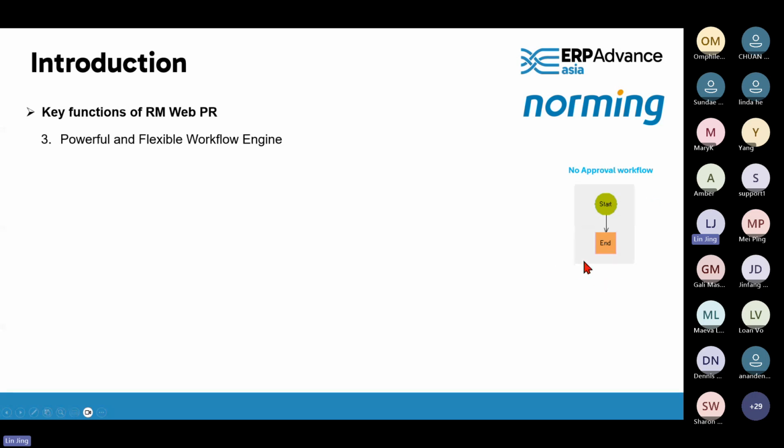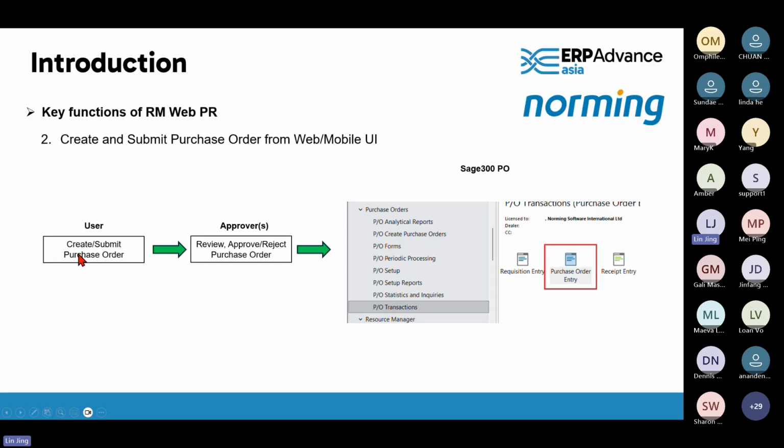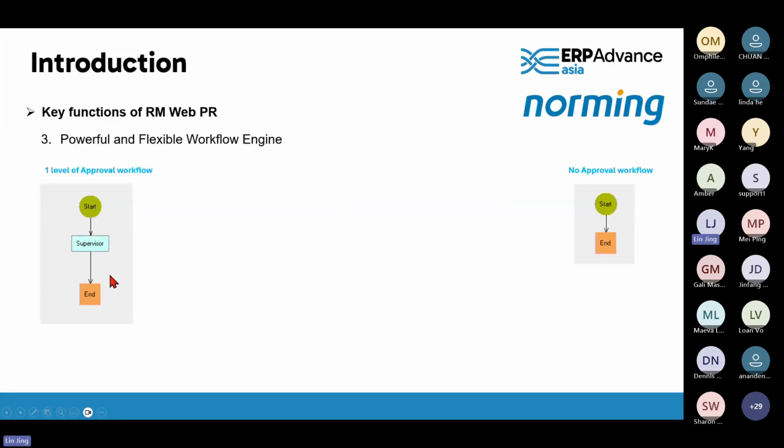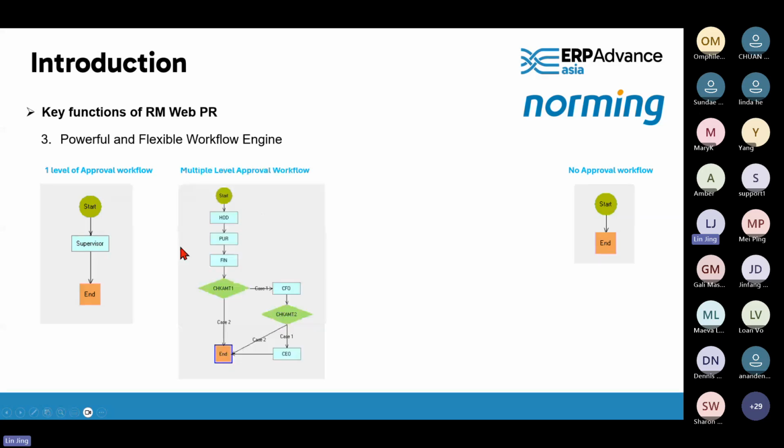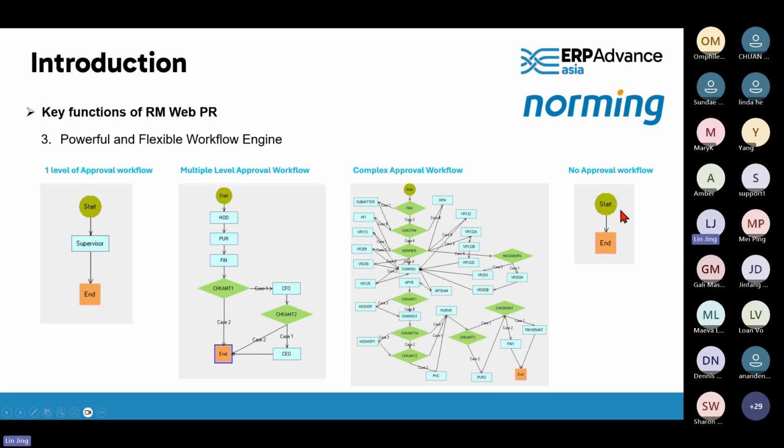The user creates the purchase order request, then it can be posted directly to the purchase order entry, with no approvers involved. It's also possible to have a simple one-level approval, multiple-level approval, and also a very complex approval workflow. So it's considered a very powerful and flexible workflow engine. These are the key things I would like to highlight in today's training.